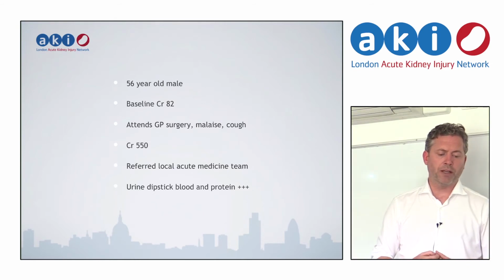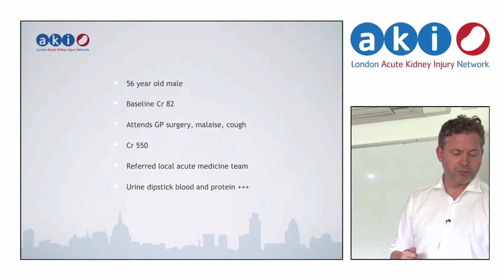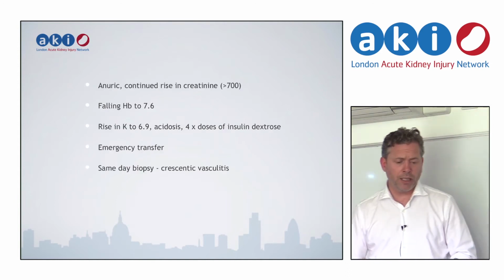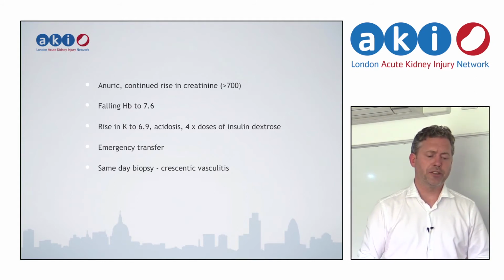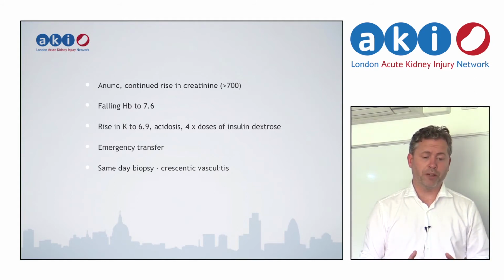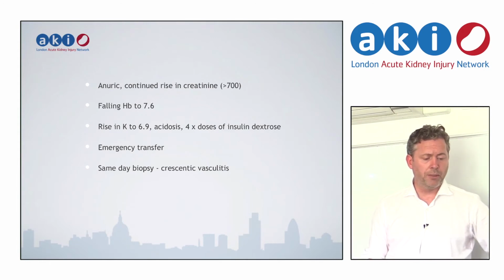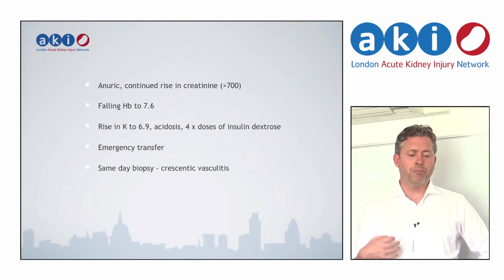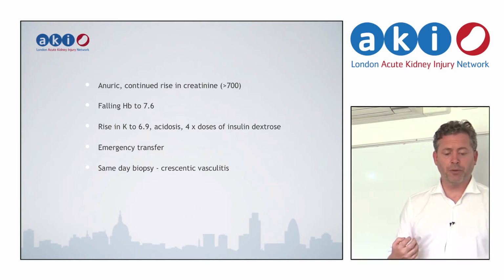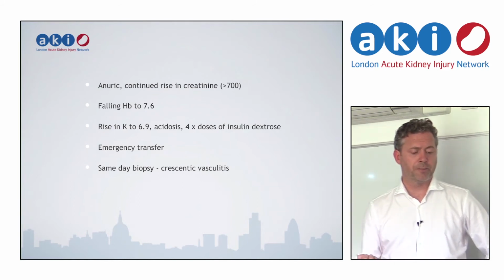When he sees the acute medical team, he does have a urine dipstick, which is blood and protein in large amounts. So this is a patient who would say probably has parenchymal renal disease. They are anuric and their creatinine continues to rise to more than 700. They have a falling hemoglobin to 7.6. The hyperkalemia is treated with multiple doses of insulin and dextrose. Eventually they have an emergency transfer for renal support. And we did a same-day biopsy in this patient, and they were found to have crescentic vasculitis.